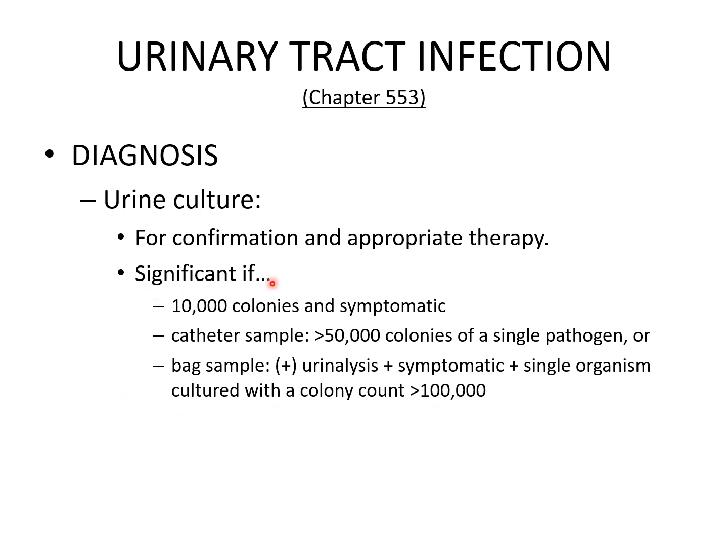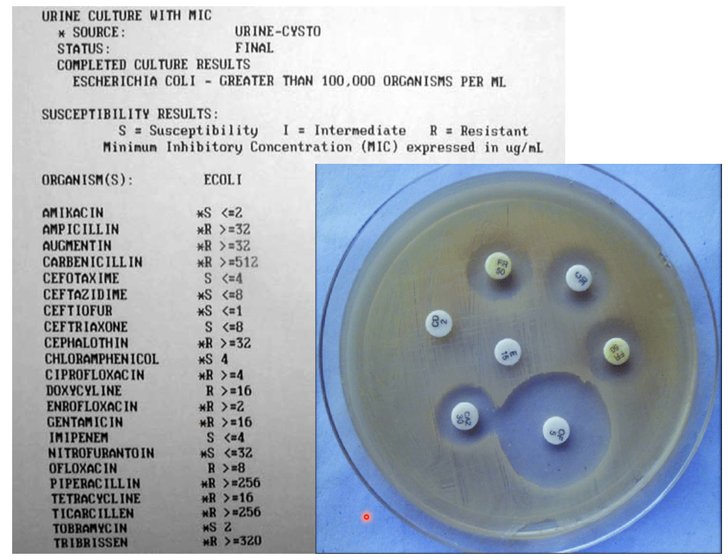You need to memorize the requirements on how to diagnose UTI with urine culture. It can either be this one, or this one, or this one. So this is a urine culture. Urine culture is when you put the urine in the agar plate, and then you place antibiotics.